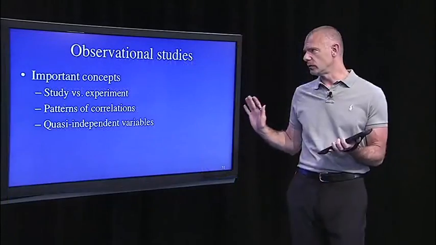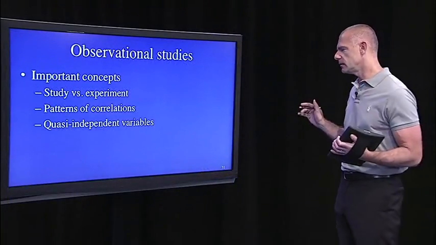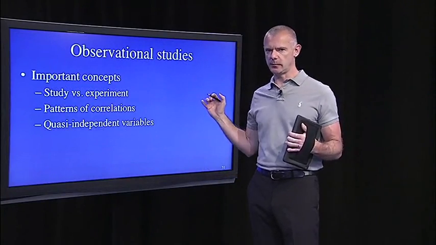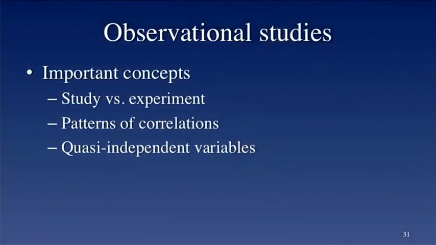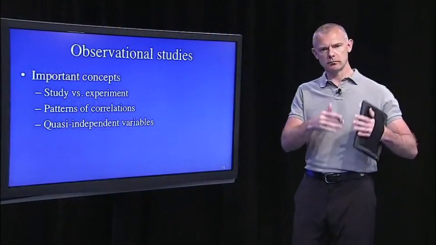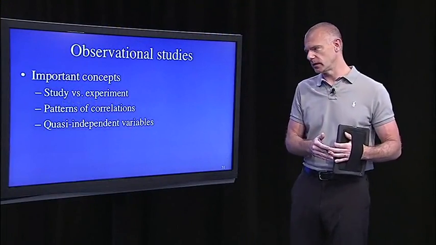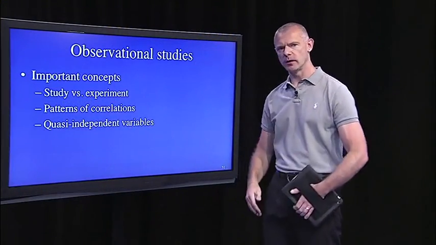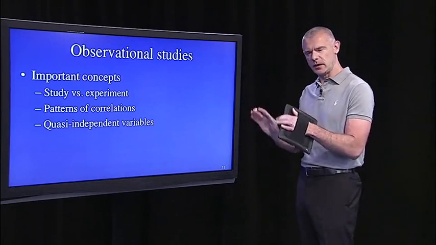The important concepts to take away from observational studies: I'll make a distinction between a study and an experiment. An experiment is when we have random assignment to conditions and something is manipulated in an independent variable. Studies, observational studies in particular, we're just going to go out and measure a bunch of things. Nothing is manipulated.